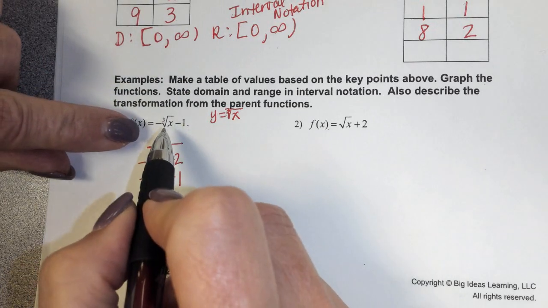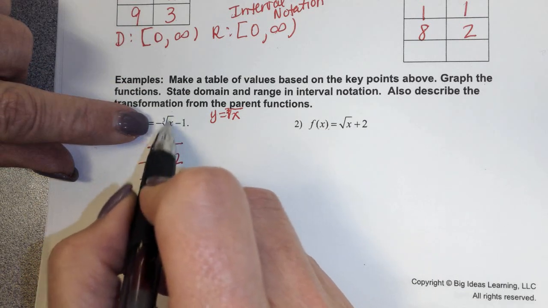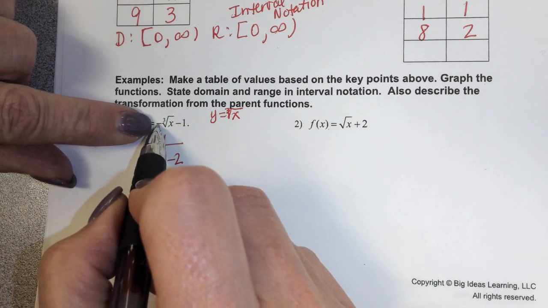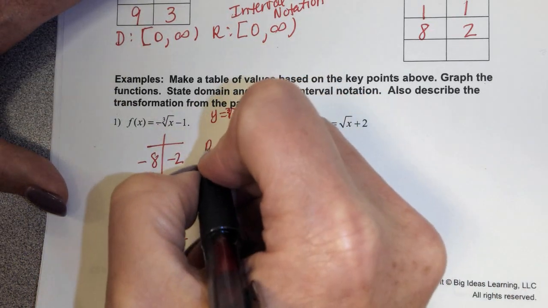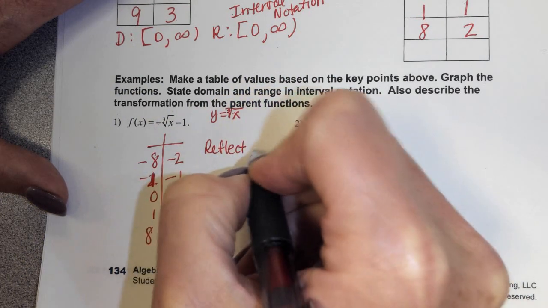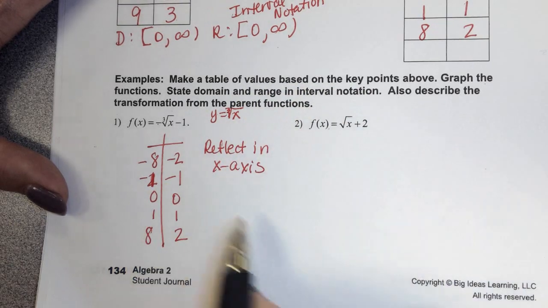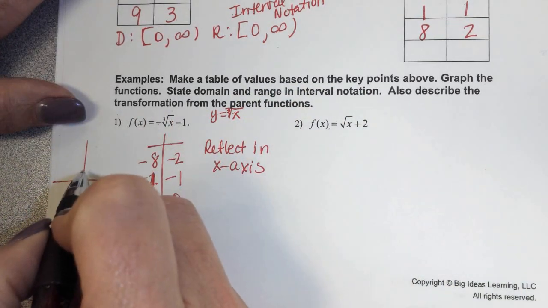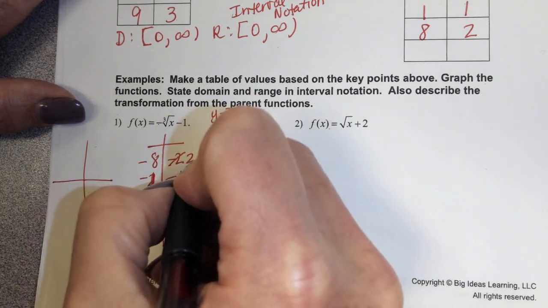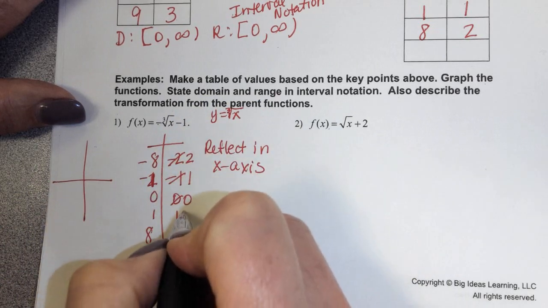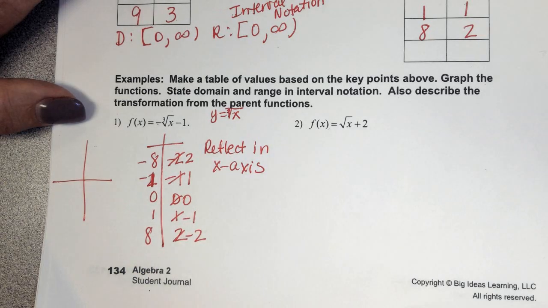Now I'm going to apply my transformations. So one thing that would happen is, this is getting multiplied by negative 1. If I have a function and I have a negative out in front, what that means is that I'm going to have a reflection in the x-axis. So if I reflect in the x-axis, that is going to take all my points and reflect them over. So now this is going to be positive 2, positive 1, 0, negative 1, negative 2. So those would be my new y values.